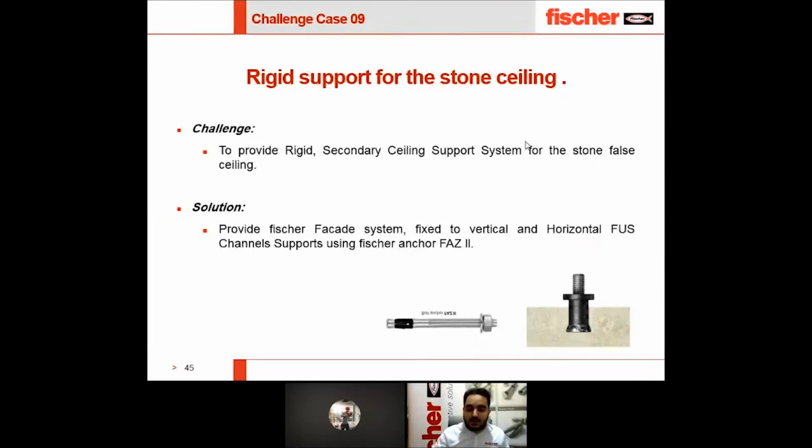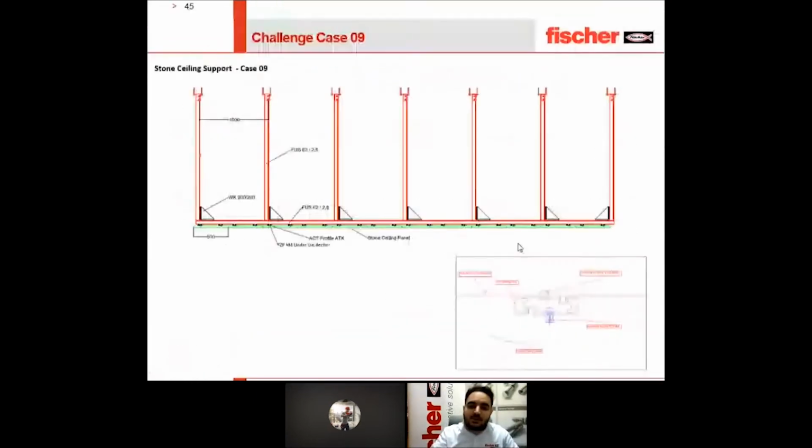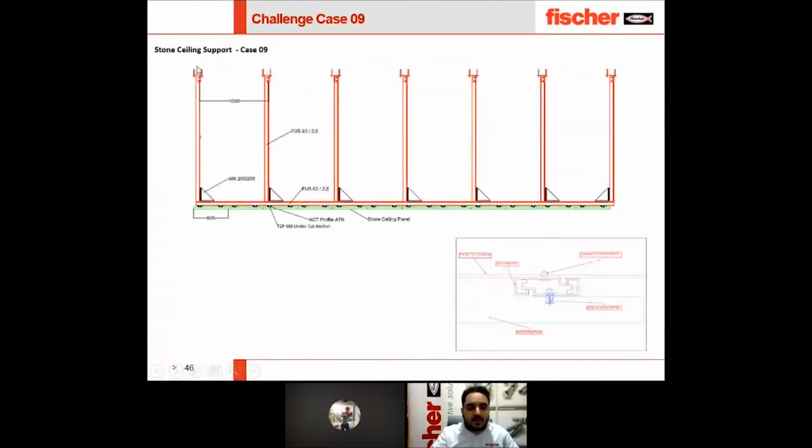from Fischer. So this consists of ACT. The ACT uses an undercut anchor for the stone. This is the stone, and we use an undercut anchor. And this is the system. This is a structural system like this, and we connect our facade system for the stone ceiling with the installation system in that way.